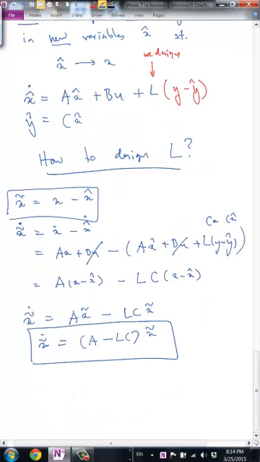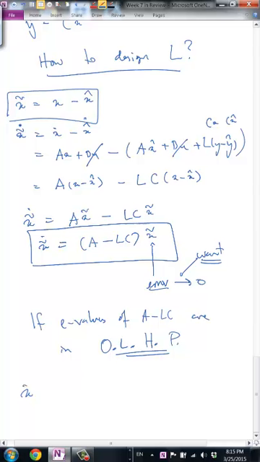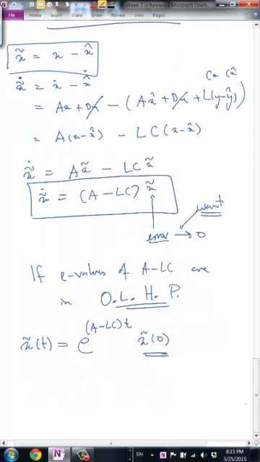Now, recall, x tilde is the error, and we want the error to go to 0. Right? This is what we want. So how do we do that? Well, we need to make sure that this is stable. So if the eigenvalues of A minus LC are in the open left-half plane, then what's the error going to look like? x tilde of t is equal to e to the (A minus LC) times t times x tilde of 0. What's x tilde of 0? This is our initial error. This could be big because we had no idea where the original system was.